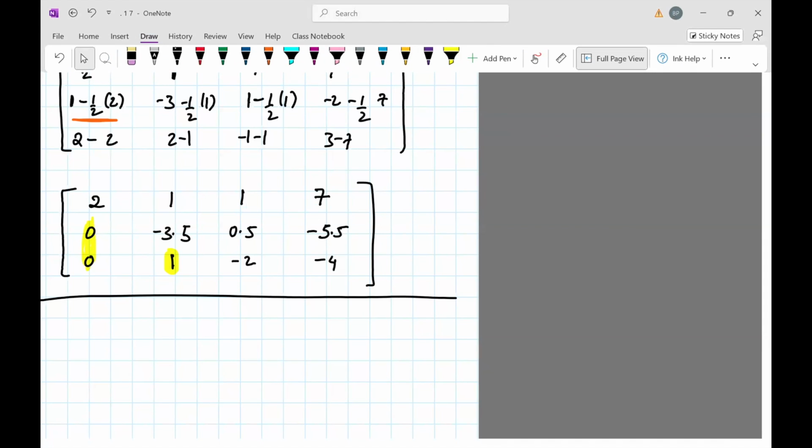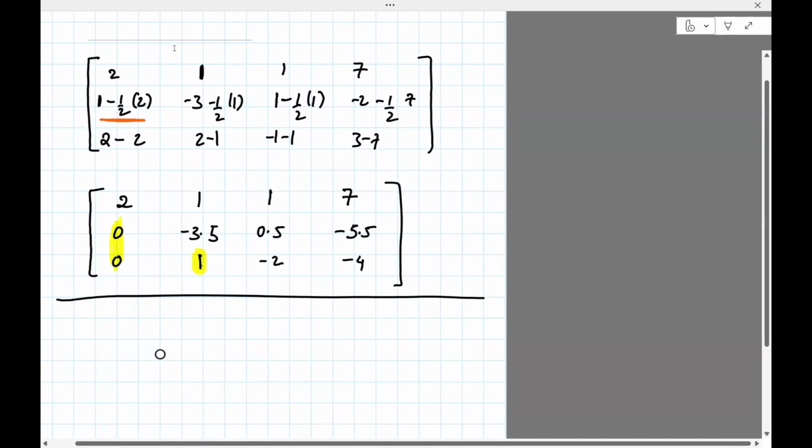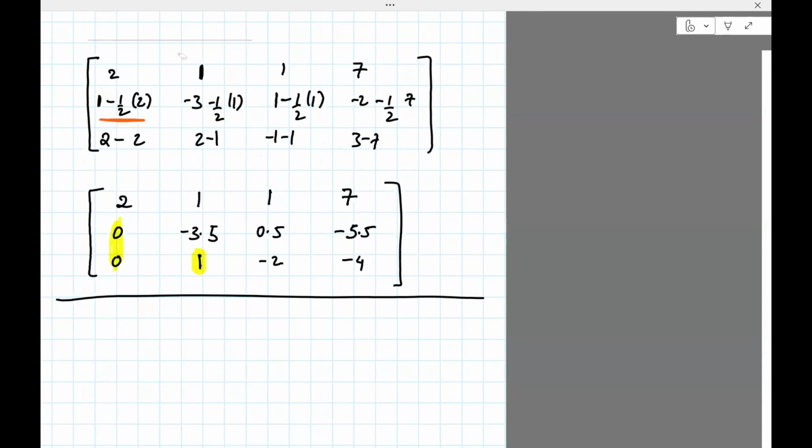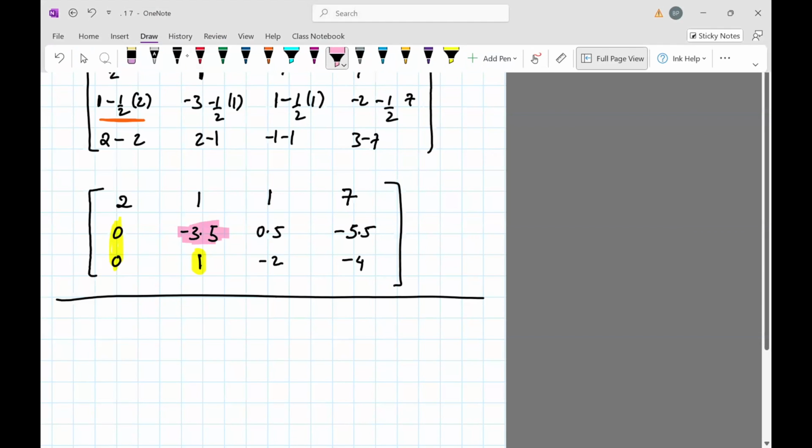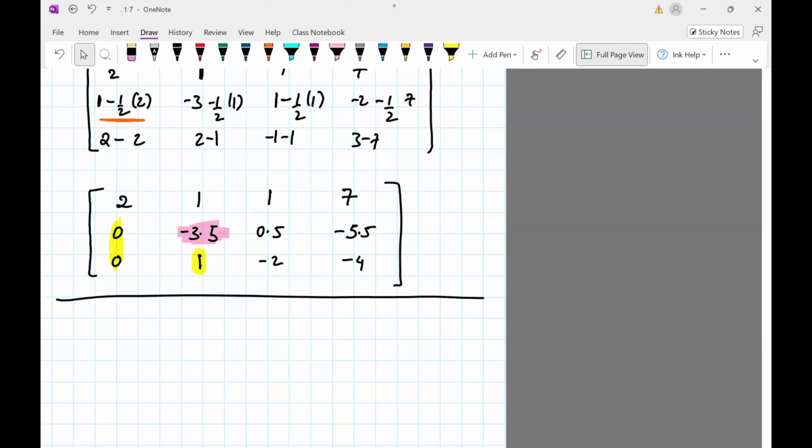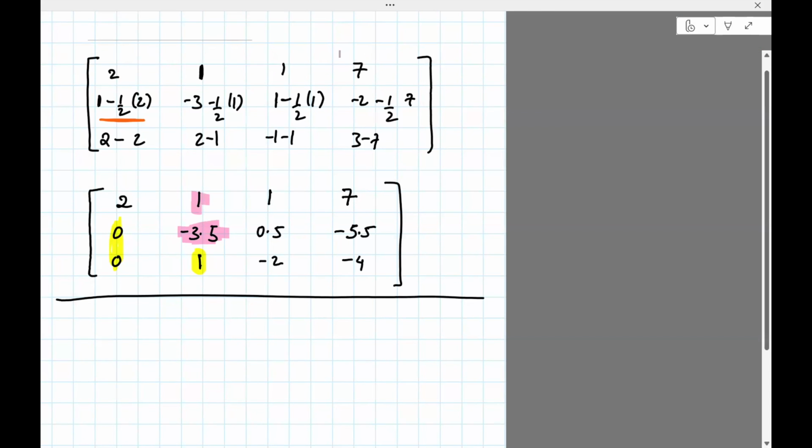So here I'll use the pivot, which is minus 3.5. So this is the pivot. Okay, so here's something you cannot use. You cannot use 1 as a pivot. So don't use 1 as a pivot. If you use 1 as a pivot, you'll end up creating a non-zero over here because you'll take this 2 and subtract it here. So you only have one option, to use minus 3.5 as the pivot, because it has a 0 here.